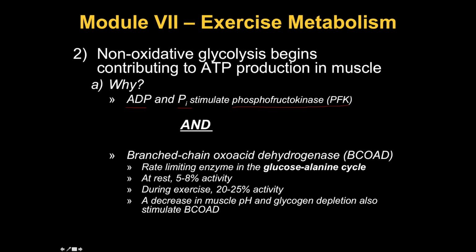These same metabolites, ADP and inorganic phosphate, are also going to stimulate another enzyme, the branched-chain oxoacid dehydrogenase, or BCOAD for short.